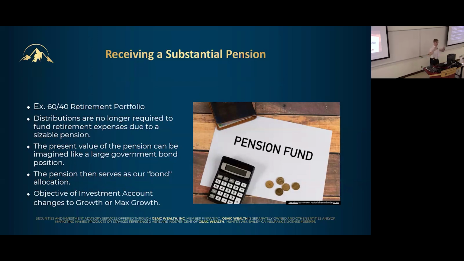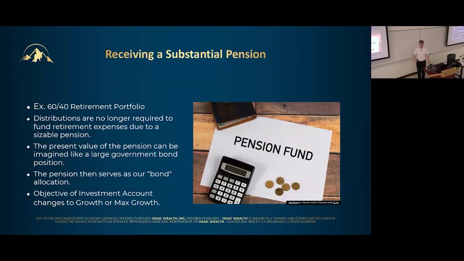You can get a rough idea of what dollar amount that income represents in assets, and then you can figure out how to allocate more properly. So the pension begins serving as our bond allocation. So the objective of the investment account changes from that balance to maybe growth, maybe even max growth.